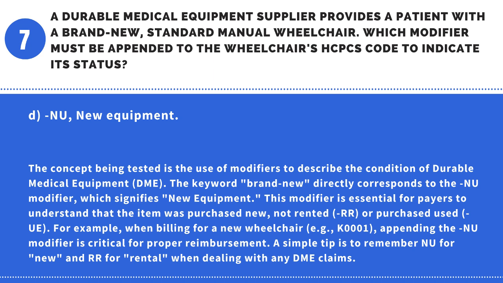This modifier is essential for payers to understand that the item was purchased new, not rented, RR, or purchased used, UE. For example, when billing for a new wheelchair, e.g., K0001, appending the NU modifier is critical for proper reimbursement. A simple tip is to remember NU for new and RR for rental when dealing with any DME claims.